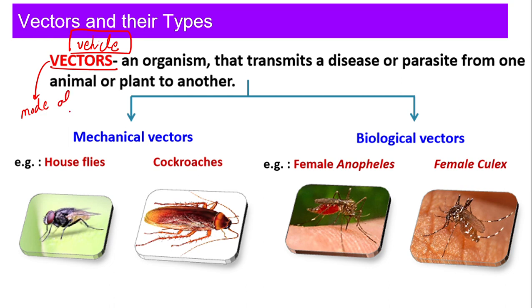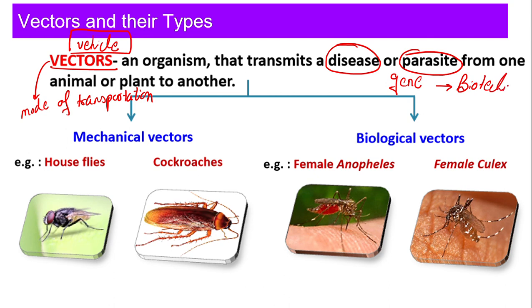Now what do I want to transport? Either it can transport the disease or the parasite which causes disease, or we can transfer the gene. More about it you will understand in the biotechnology chapter of class 12, right? So what are vectors? V for vector, V for vehicle, which is used for transportation of disease, parasite or gene.